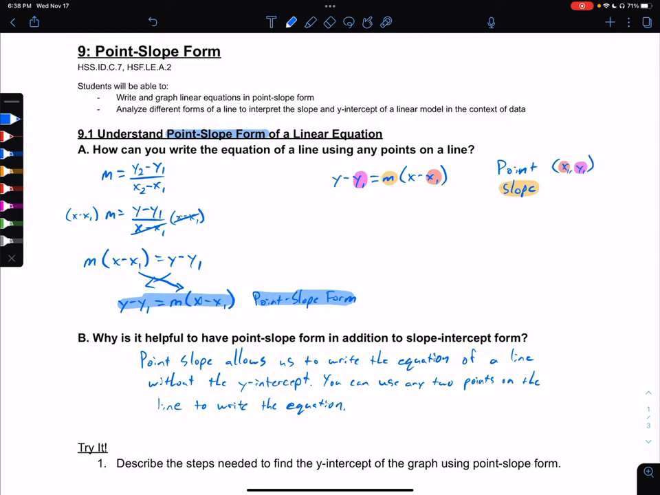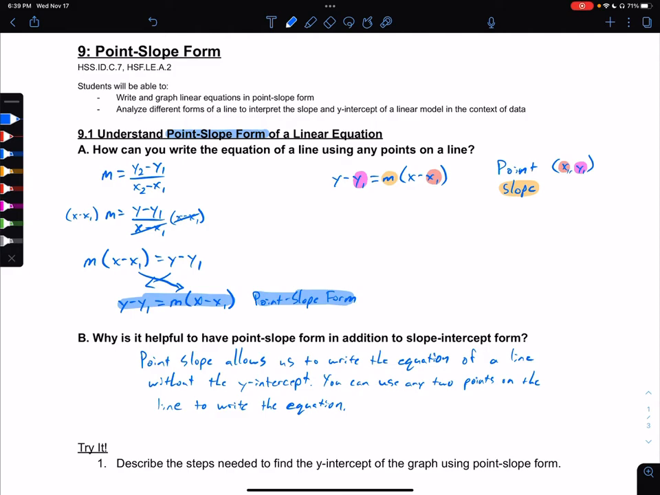In part B, the question is, why is it helpful to have point-slope form in addition to slope-intercept form? I already wrote out the explanation, but basically what point-slope form allows us to do is to write the equation of a line without the y-intercept. We worked with slope-intercept in the previous section, and slope-intercept only works if you have the y-intercept. So you need a very specific point. Whereas with point-slope form, you can use any 2 points on the line to write the equation. It doesn't matter which points they are. They don't have to be specifically the y-intercept.